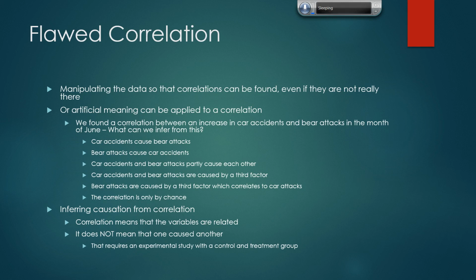Now, going back to those first two, the first two have cause, and cause is not correlation, and correlation is not cause. That's what that last part of the slide, inferring causation from correlation, is about. Correlation means that two variables are related in the sense that when one goes up, the other goes up, or when one goes up, the other goes down in a predictable and regular fashion. Okay? It does not mean that one causes the other.